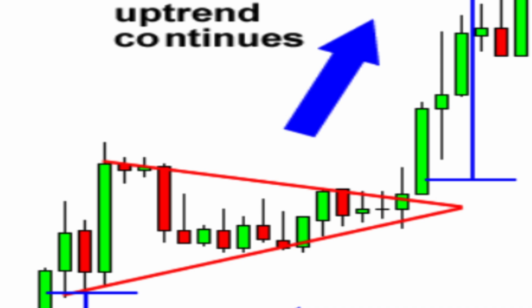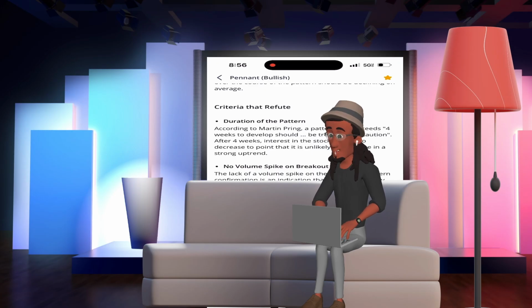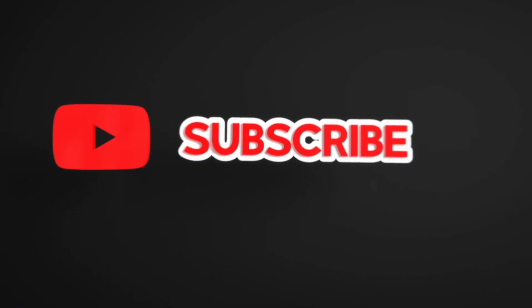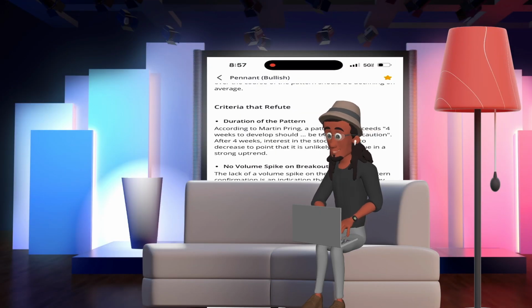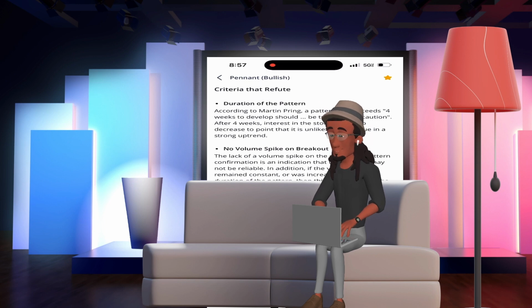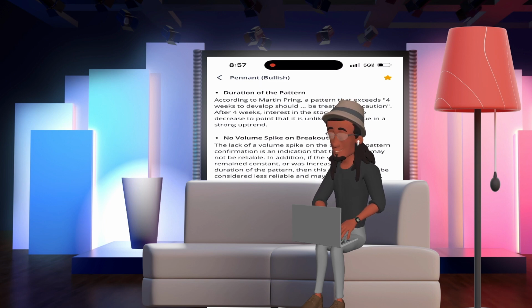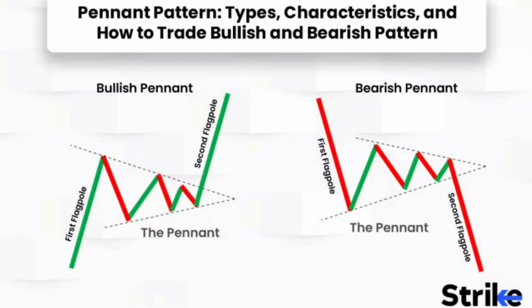No volume spike on breakout. The lack of a volume spike on the day of the pattern confirmation is an indication that this pattern may not be reliable. In addition, if the volume has remained constant or was increasing over the duration of the pattern, then this pattern should be considered less reliable and may actually reverse.